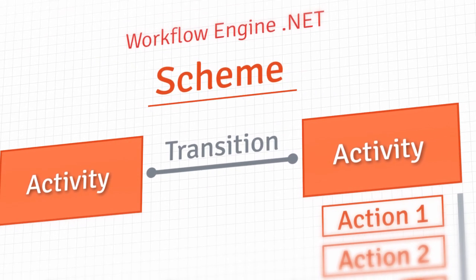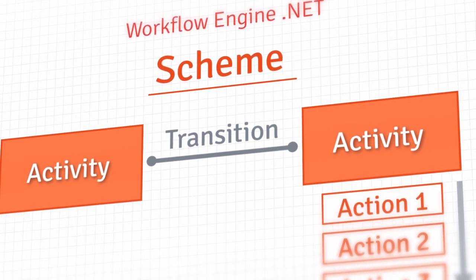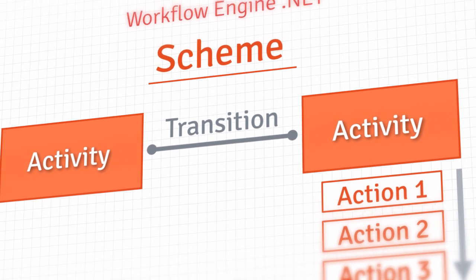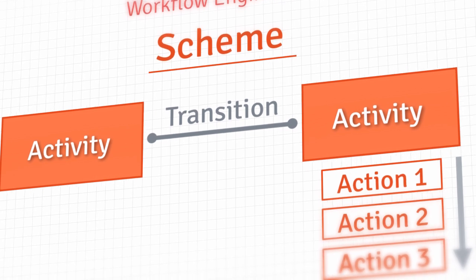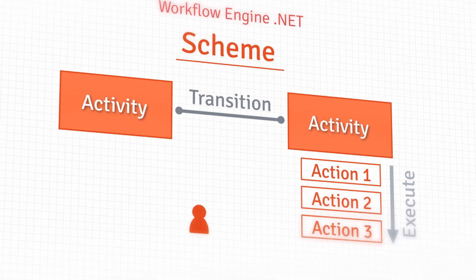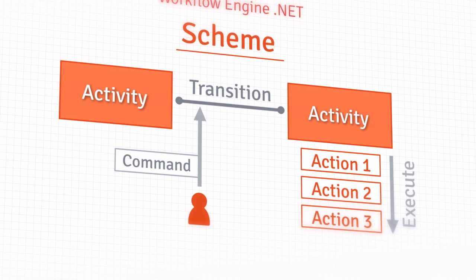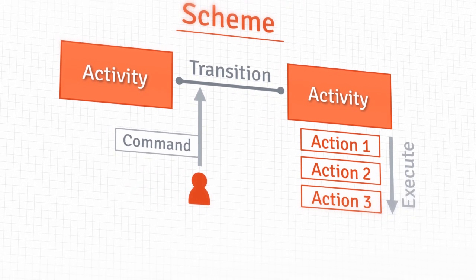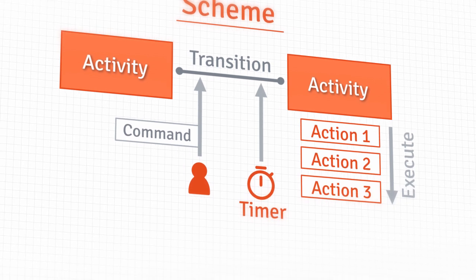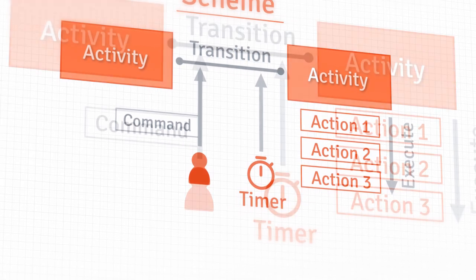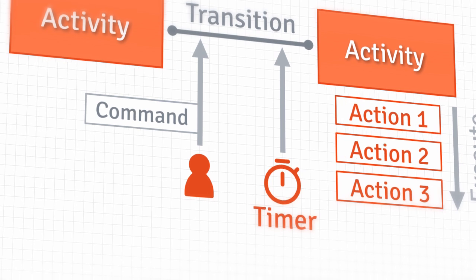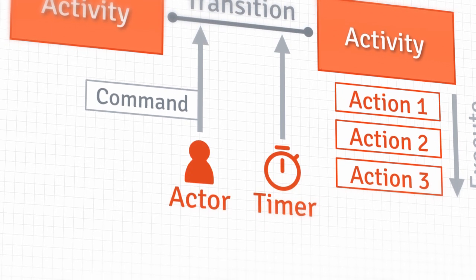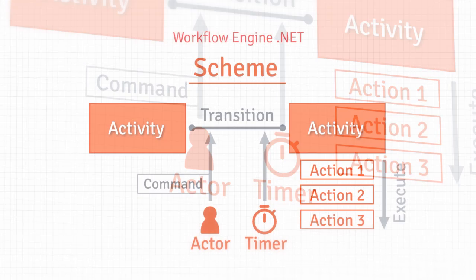Transition between activities can be executed automatically or triggered by a command or timer. It may also contain conditions to help organize the branches of the work process. Command, a user command or an external event that triggers a transition. Timer, an internal event that triggers a transition at a specified time or after a specified time period. Actor, a rule that restricts access to a command.